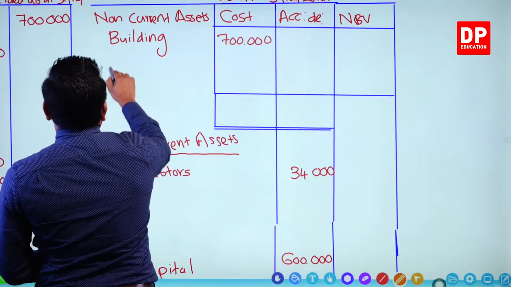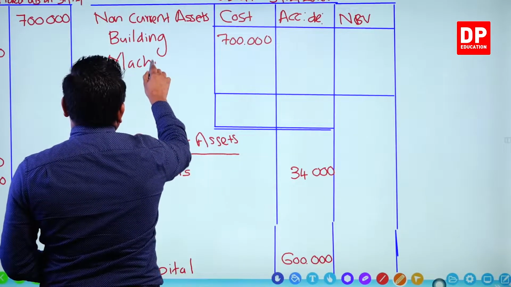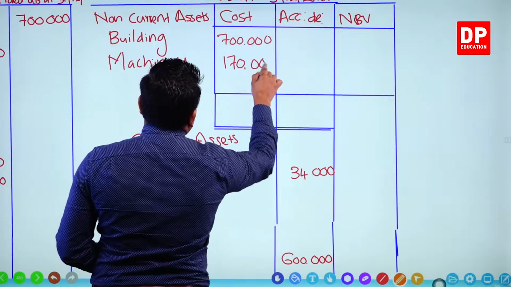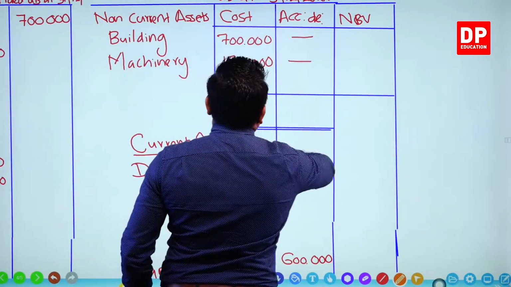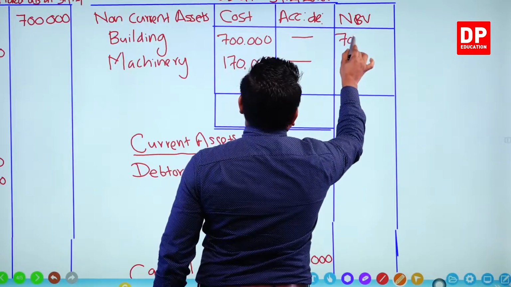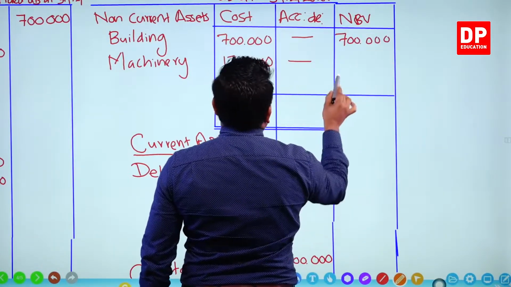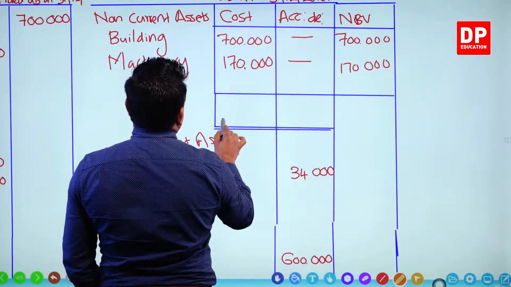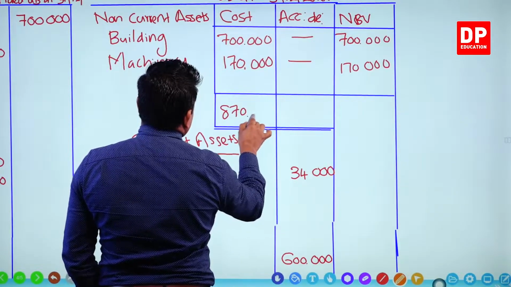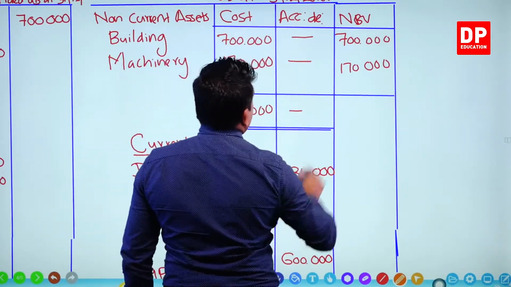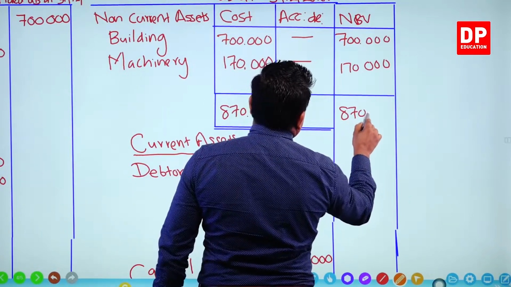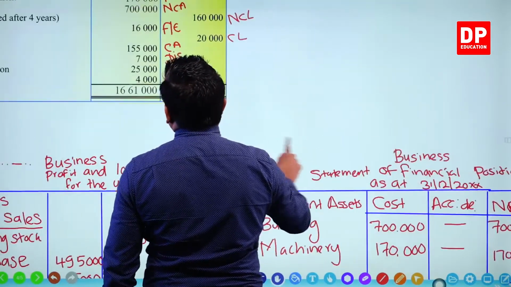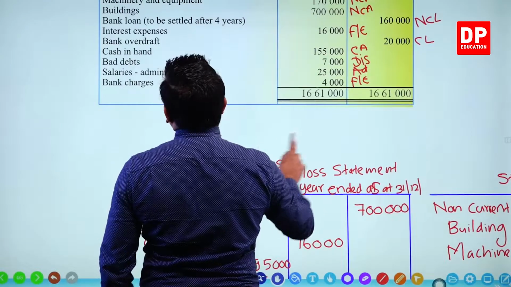Then machinery, how much? Machinery 170,000. No accumulated depreciation is given, so the same value we write here. Machinery 170,000. If you want, you can get the total at once: 870,000. Here 0. Here 870,000. Okay, now machinery and buildings are finished, right?